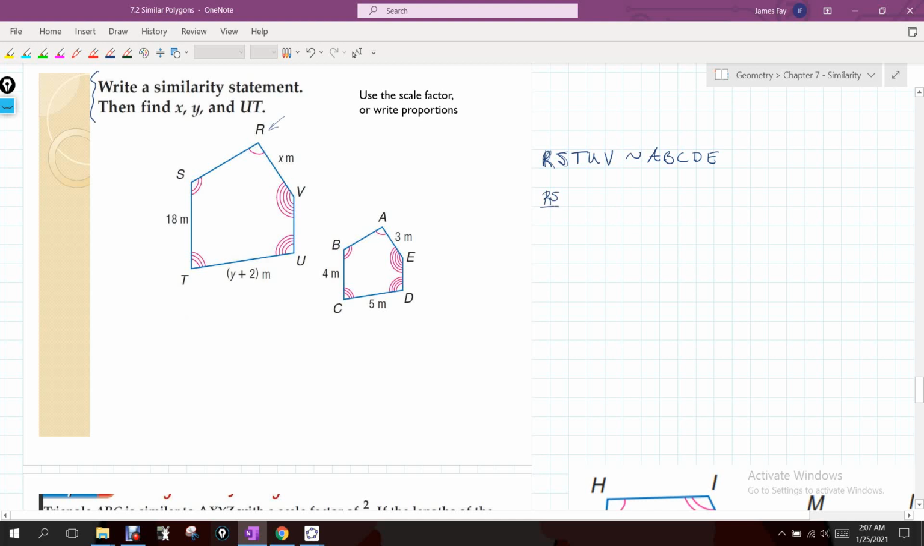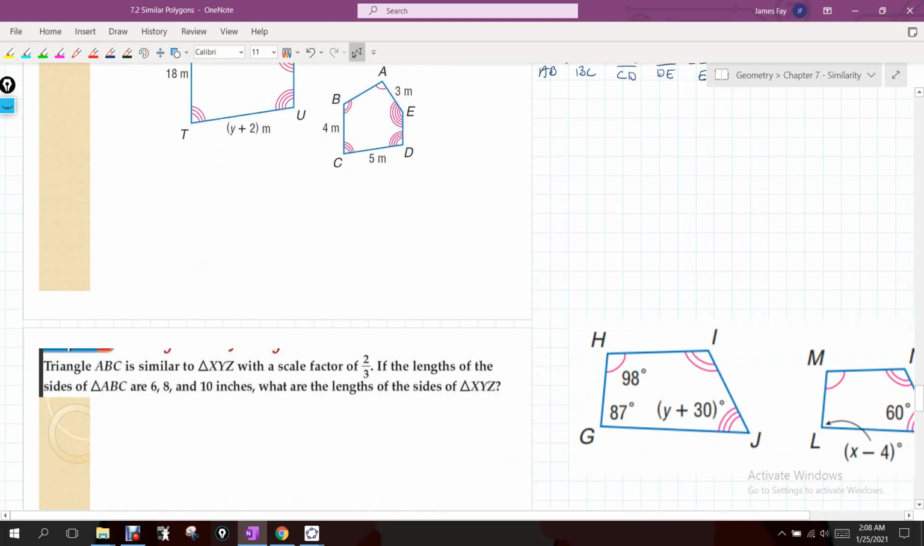But I'm going to say RS to AB. So I'm going to have five extended ratios here. ST to BC. TU to CD. UV to DE. And then VR to EA. And like I said, some people don't want to do this, but it's so much easier to do this, especially when your figures are rotated or flipped or reflected.